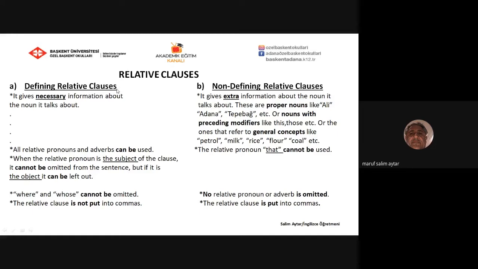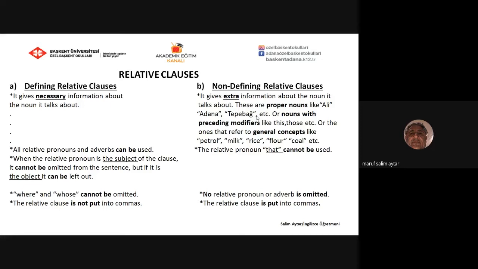Defining relative clauses give necessary information about the noun they talk about. This is very important. A defining relative clause gives necessary information about the noun it defines. A non-defining relative clause gives extra information about the noun it talks about. See, that is the main difference between them. A defining relative clause gives necessary information, and a non-defining one gives extra information about the noun it talks about.